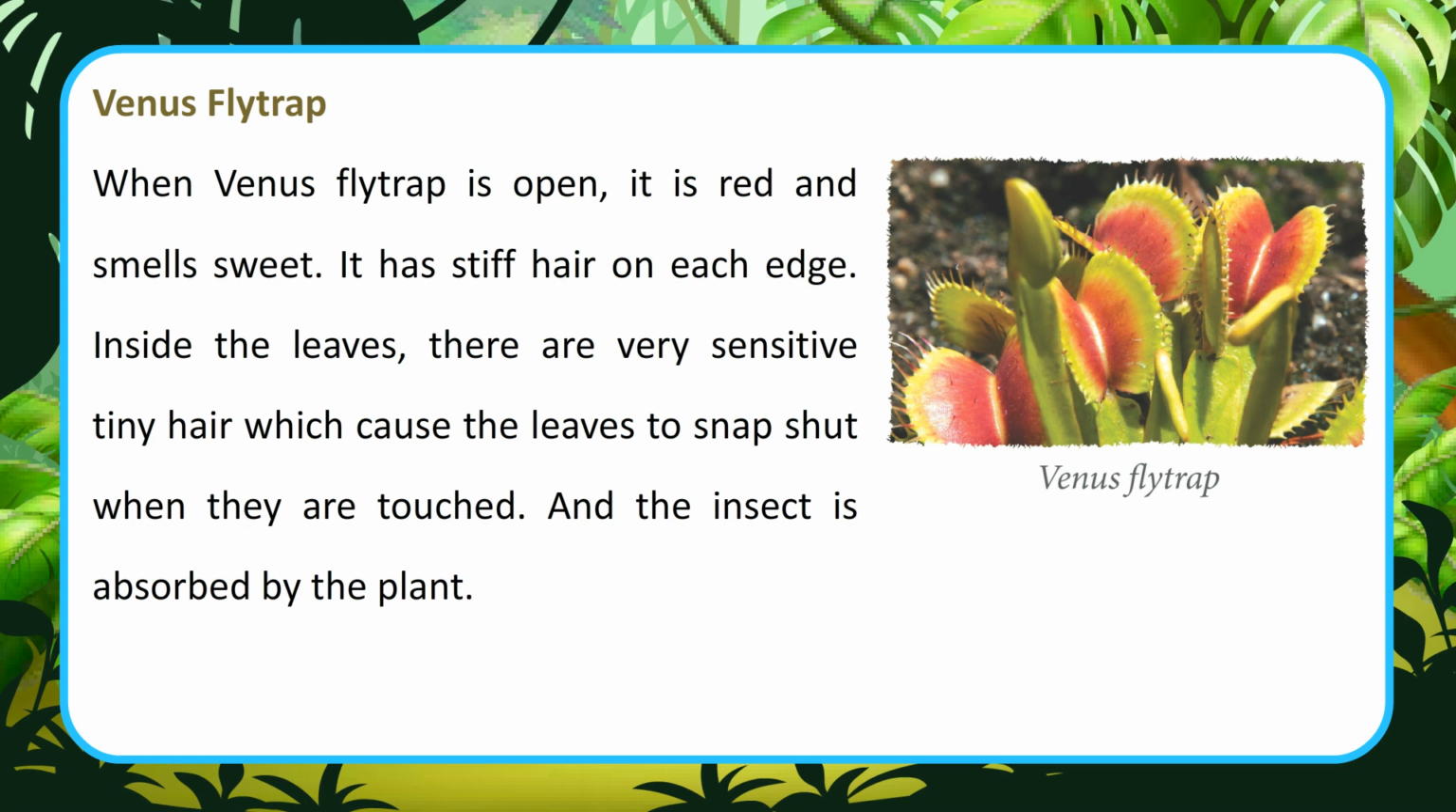Venus flytrap. When Venus flytrap is open, it is red and smells sweet. It has stiff hair on each edge. Inside the leaves, there are very sensitive tiny hair which cause the leaves to snap shut when they are touched, and the insect is absorbed by the plant.